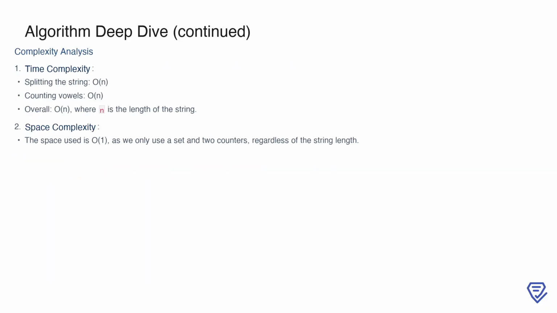Finally, let's analyze the complexity of the algorithm. The time complexity is O(n), where n is the length of the string. This is because splitting the string into two halves takes O(n), and iterating through each half to count vowels also takes O(n). The space complexity is O(1), as the algorithm only uses a set for the vowels and two counters, which do not scale with the size of the string. This makes the solution both time efficient and space efficient, capable of handling even long strings without consuming additional resources.